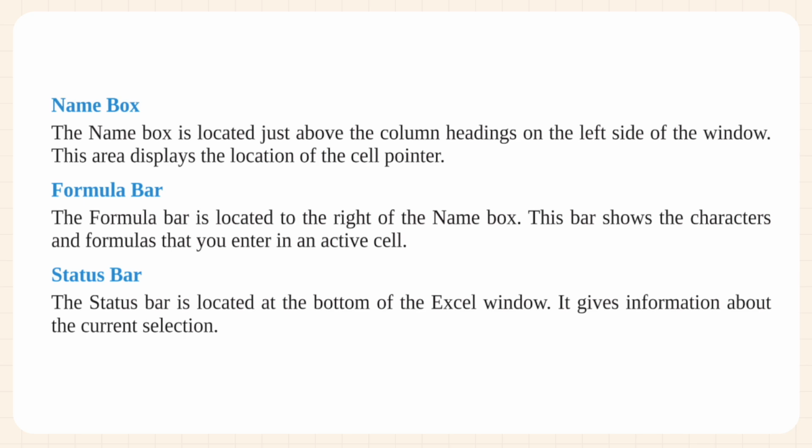Name box. The name box is located just above the column headings on the left side of the window. This area displays the location of the cell pointer. Formula bar. The formula bar is located to the right of the name box. This bar shows the characters and formulas that you enter in an active cell. Status bar. The status bar is located at the bottom of the Excel window. It gives information about the current selection.